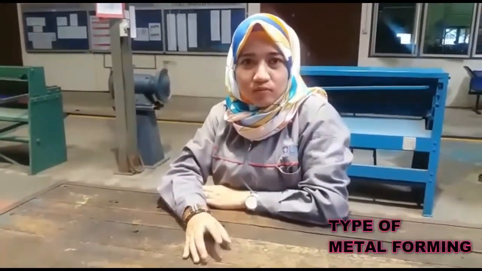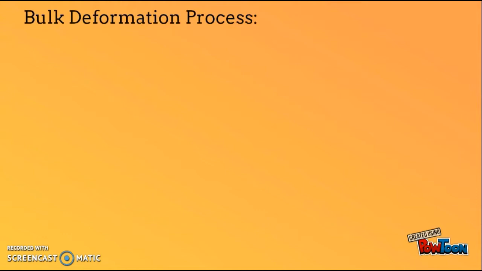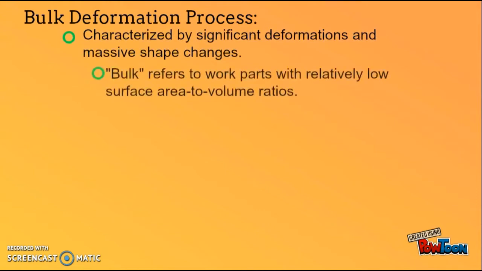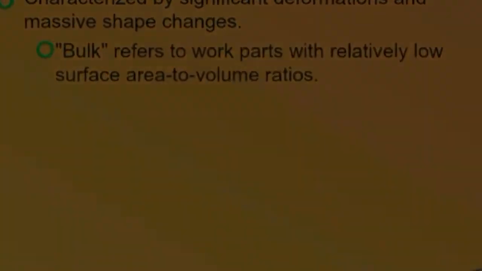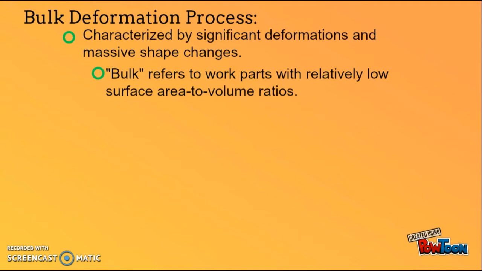Okay, I will present to you the types of metal forming. Metal forming is divided into two, that is bulk deformation and sheet metal working. Bulk deformation is characterized by significant deformation and massive shape change. Bulk refers to work parts with a relatively low surface area to volume ratio.